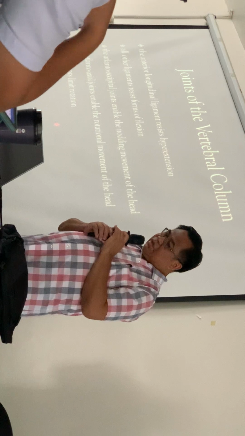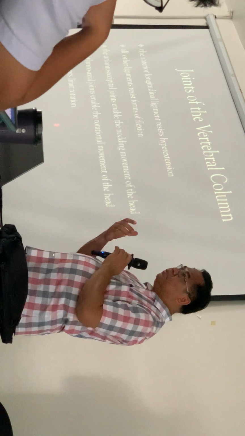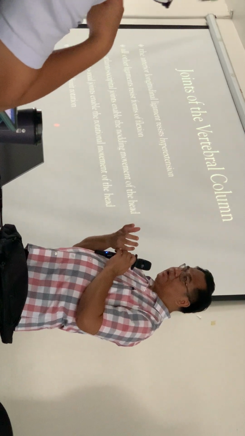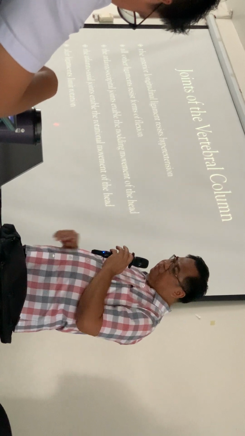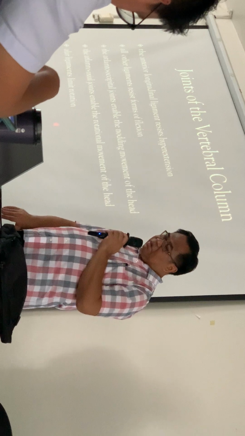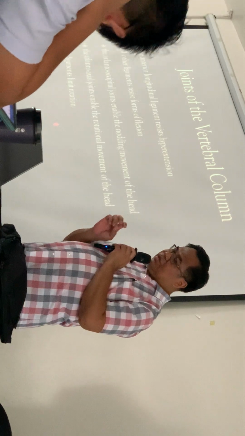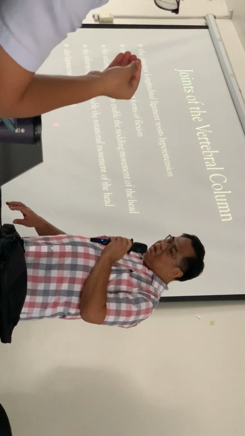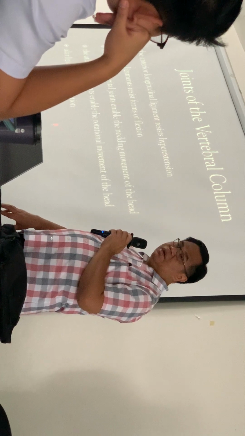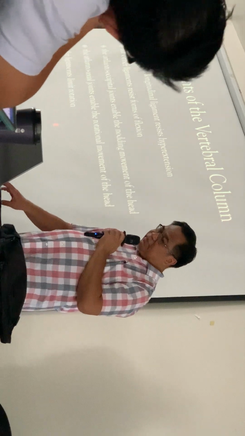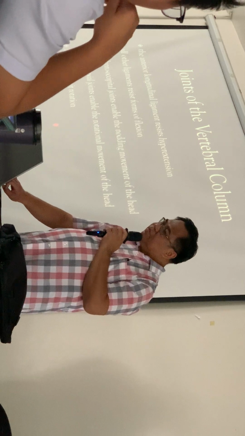The atlanto-occipital joints enable the nodding movement of the head. So the first cervical vertebra is connected to the cranium, and the joint will allow nodding movements, while the atlanto-axial joints, atlas and axis, atlas is C1, axis is C2, so there is a joint there that will enable rotational movement of the head. So turning the head from side to side. And then alar ligaments will limit the rotation.